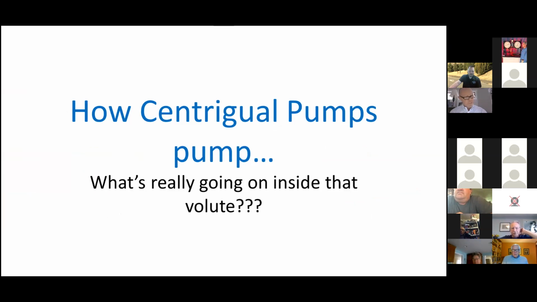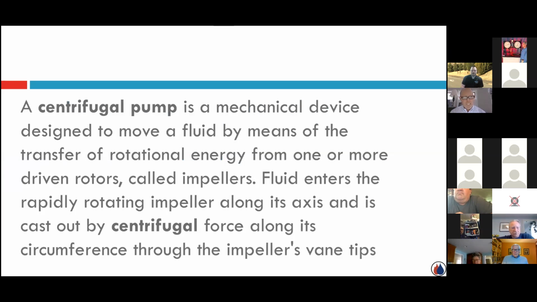So again, centrifugal pumps, we talked a little bit about it yesterday. For those that were here, I apologize for repeating. For those that are new, we just want to share with you briefly what's really going on inside there. It's called a centrifugal pump because it's a mechanical device designed to move fluid by means of the transfer of rotational energy from a driven rotor, in this case, an impeller. The fluid enters the rapidly rotating impeller along its axis, that's the eye, and is cast out as it's spinning, that centrifugal force adding velocity along the circumference through the impeller's vane tips.